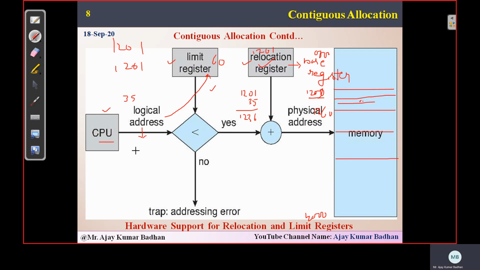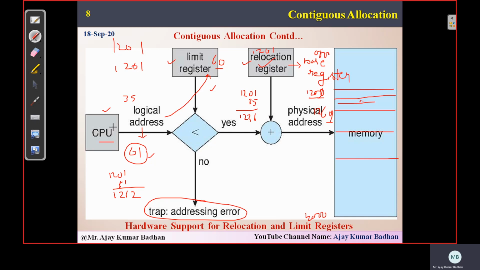Now in case the CPU generates a logical address of 61, what will happen? I will explain this. See, 1201 is the base. If you add 1201 to 61, how much do you get? 1262. But what is the limit we have? Only up to 1261 can we access. 1262 we cannot access. That's why we compare this logical address with the limit. 61 is greater than 60. Immediately a trap will come up saying that the logical address generated cannot be supported, because the limit is only 60.